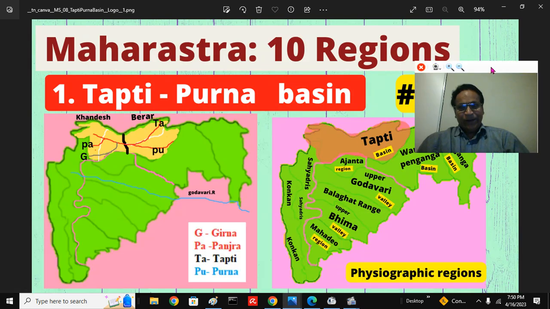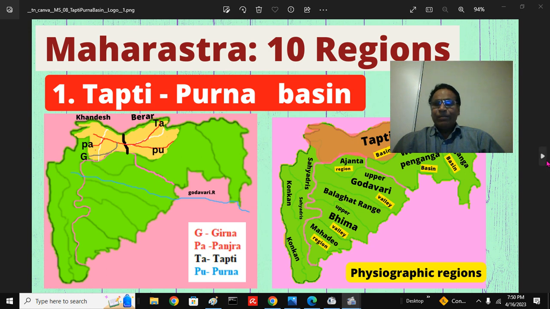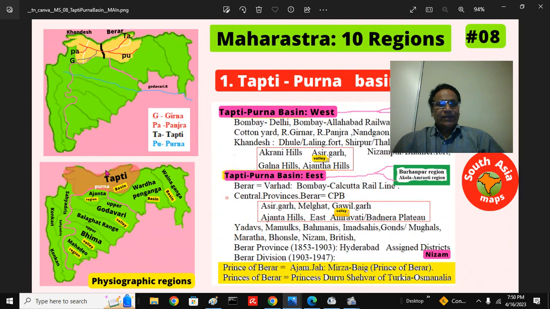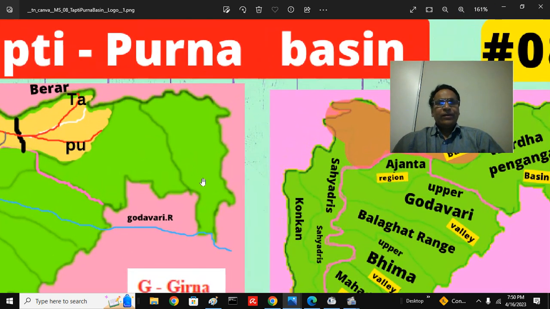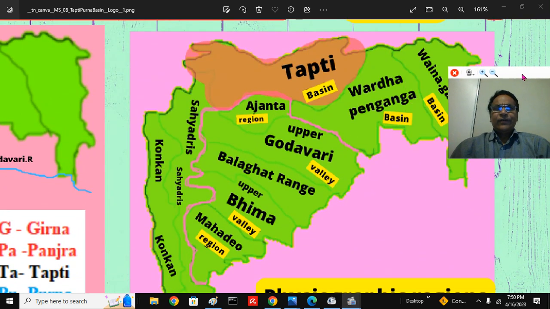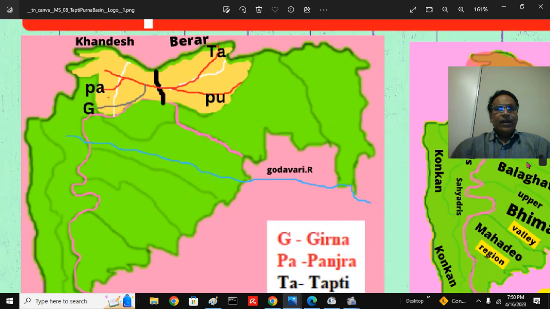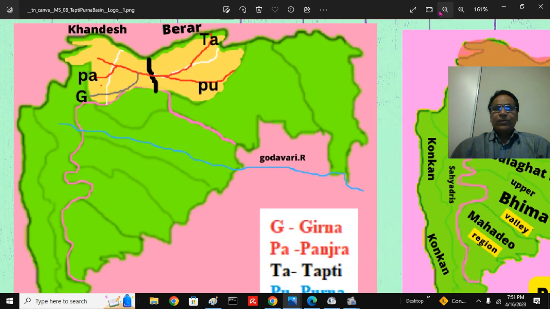And coming back to the Tapti-Purna river basin, I will expand this a little bit so that you can stop and look at more. These are the 10 geographic regions we discussed. We are covering this part today, and I have given here the Tapti-Purna region.